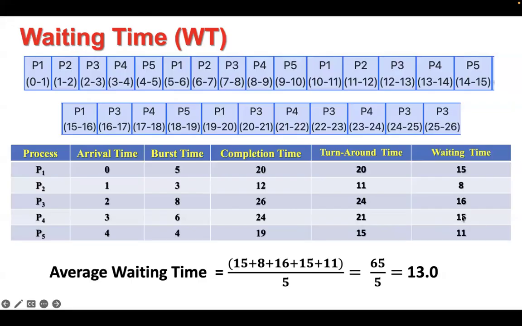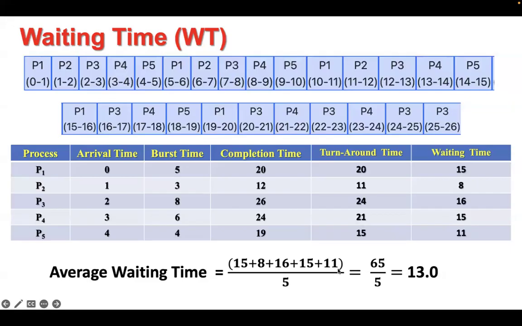Now for P5, which arrived at 4, let us try to compute the waiting time for it. P5 arrived at 4, given CPU time at 4. Now for each occurrence of P5 after the first occurrence, count the number of time slices. 1, 2, 3, 4, 5, 6, 7, 8, 9, 10, 11. So this 11 would be the waiting time for P5. So we got waiting times as 15, 8, 16, 15, and 11 respectively.